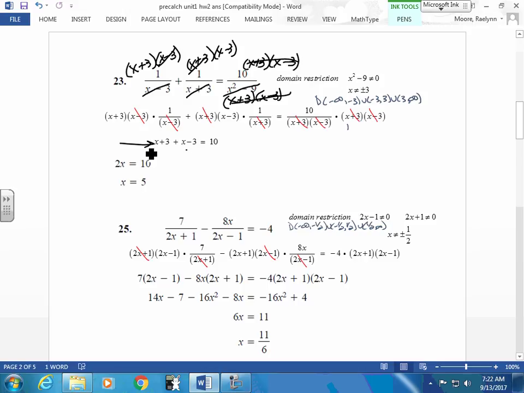If my answer was 3 or negative 3 from my domain restriction, I would say, nope, not allowable. But my answer is 5, so at least it goes into my denominator. Well, if it really works, you have to make sure that your answer is correct so you can plug it into the original equation.